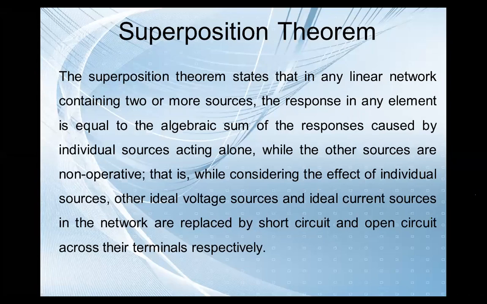So that means if there are multiple sources present, we'll consider their responses one by one, and the sources which are present will be either ideal voltage sources or ideal current sources. Those sources will be replaced by their internal resistance. Internal resistance means in case of an ideal voltage source, it will be replaced by a short circuit, and if it is an ideal current source, it will be represented by an open circuit.